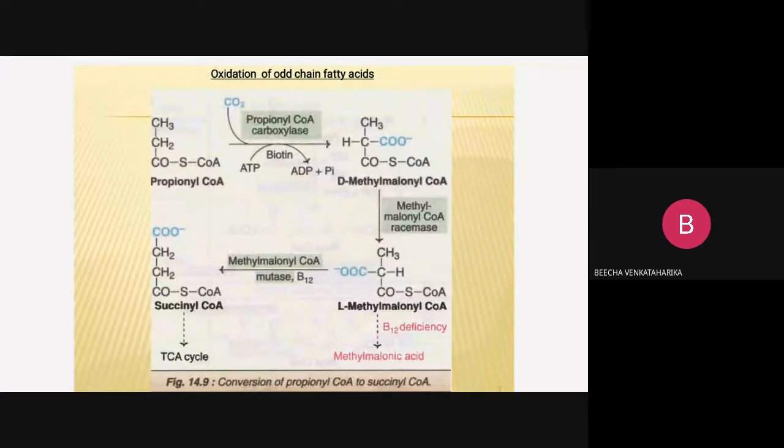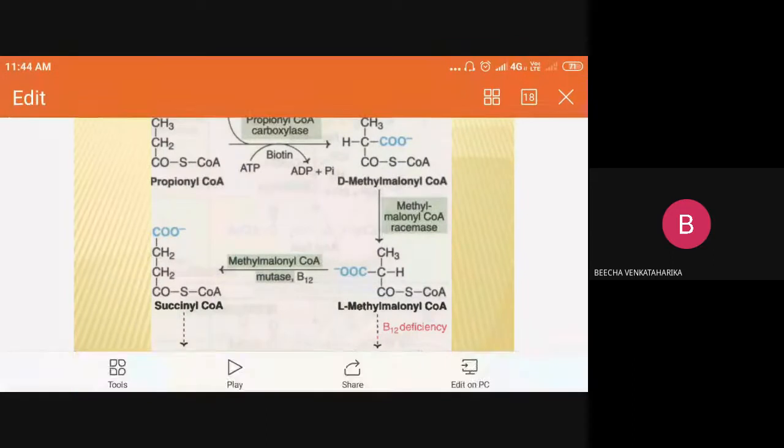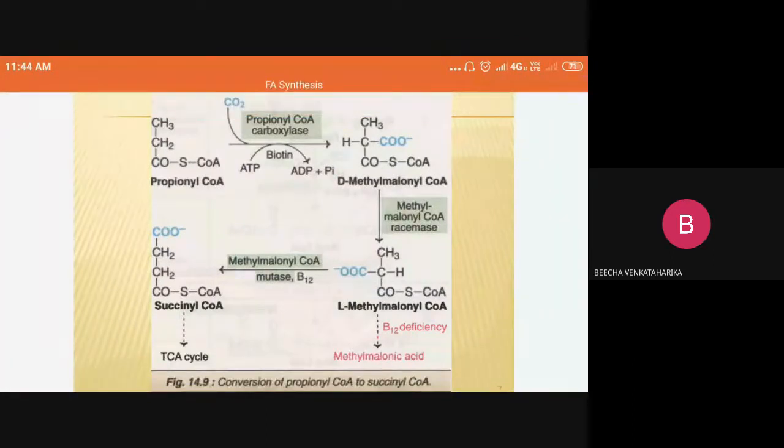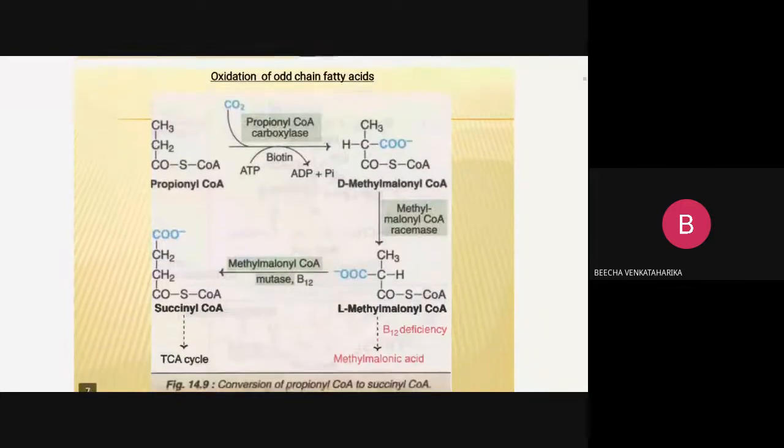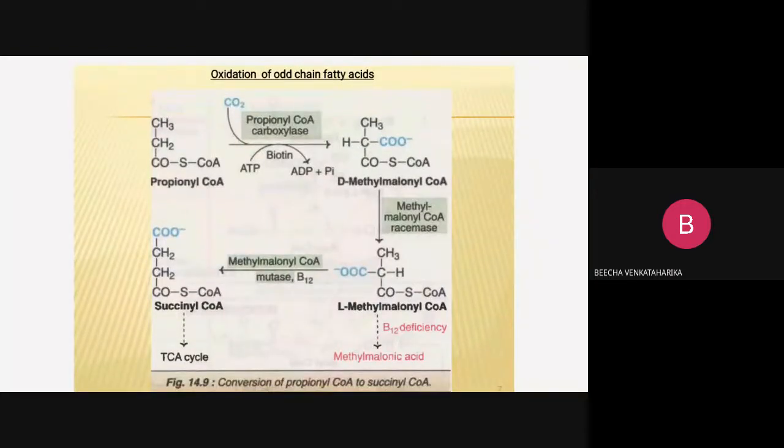So there is no need to write that question. This odd chain is not required. You go with palmitoyl CoA only. If the examiner asks specially, then you can write. If they ask you to write about odd chain fatty acid oxidation, then you can add this one to the previous one. Otherwise, no need to write this slide.